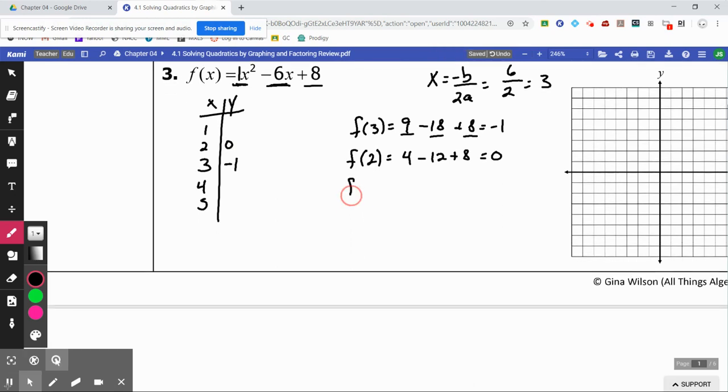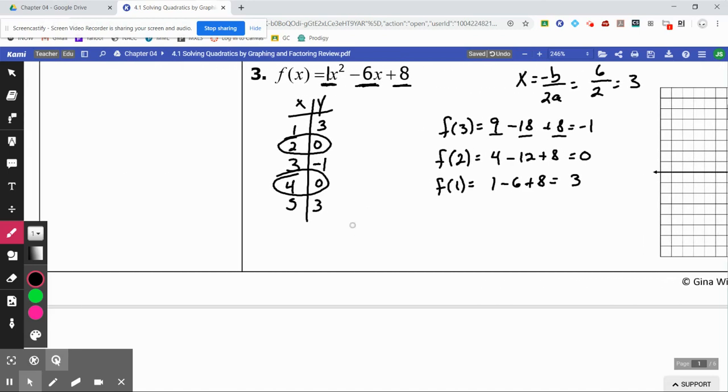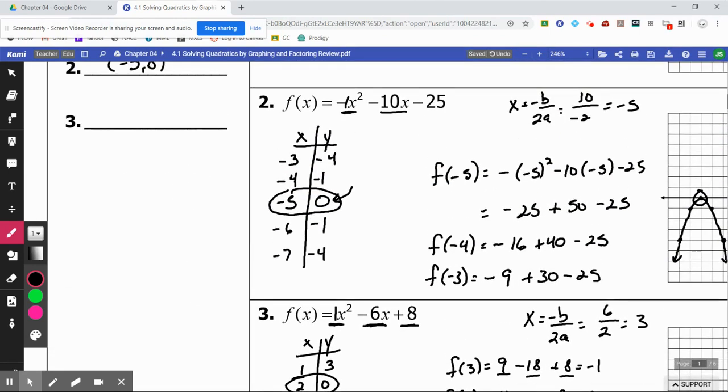out our graph. Let's find f of 1, which is going to be 1 minus 6 plus 8. That'd be 1 minus 6, -5 plus 8 is 3. And let's duplicate those two on the other side, plot our points, and connect our dots. And there is our graph. And our two x-intercepts are (2, 0) and (4, 0). So we did have two solutions on this one. So (2, 0) and (4, 0).